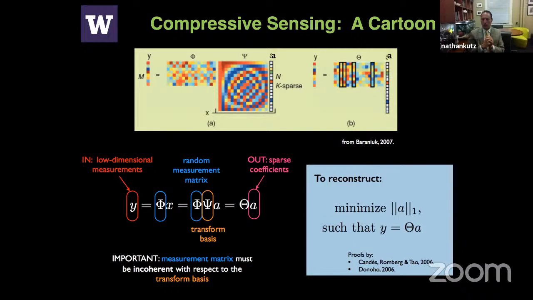And how does this work? The idea there was actually, in many ways, think about what a digital camera does. When you take an image in pixel space, it's a huge pixel space. And the first thing you do is you take that image and you compress it through something like a wavelet transform.